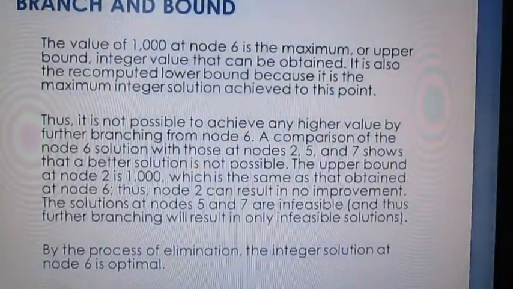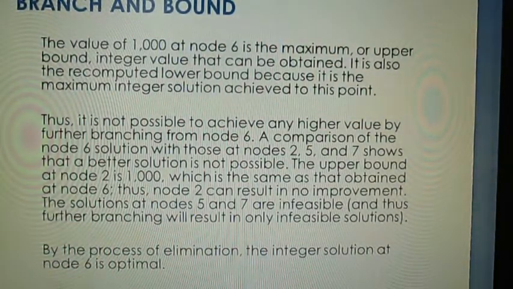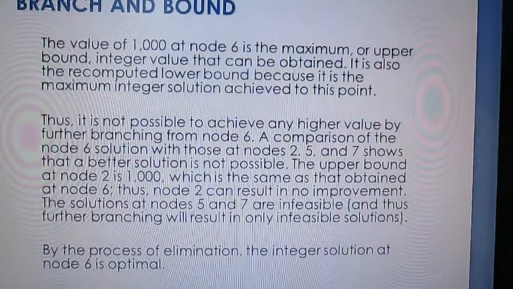The value of 1,000 at node 6 is the maximum or upper bound integer value that can be obtained. It is also the computed lower bound because it is the maximum integer solution achieved to this point. Thus, it is not possible to achieve any higher value by further branching from node 6. A comparison of the node 6 solution with those at nodes 2, 5, and 7 shows that a better solution is not possible. The upper bound at node 2 is 1,000, which is the same as that obtained at node 6. Thus, node 2 can result in no improvement.